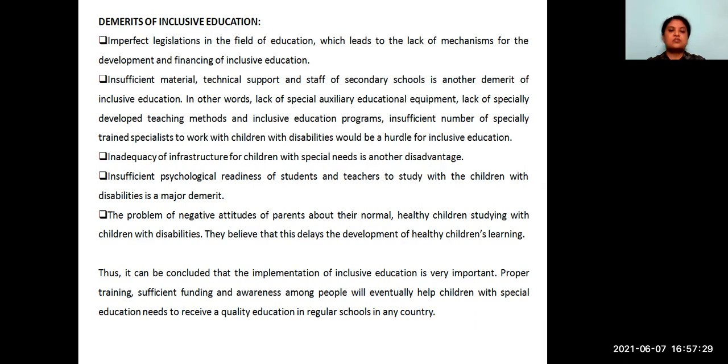So, thus, it can be concluded that the implementation of inclusive education is very important. Proper training, sufficient funding, and awareness among people will eventually help children with special education needs to receive a quality education in regular schools in any country.